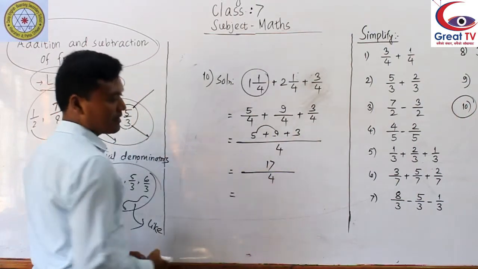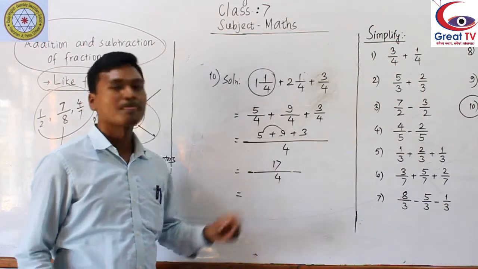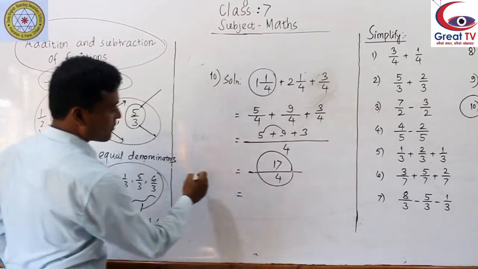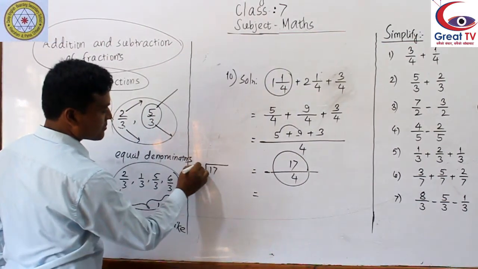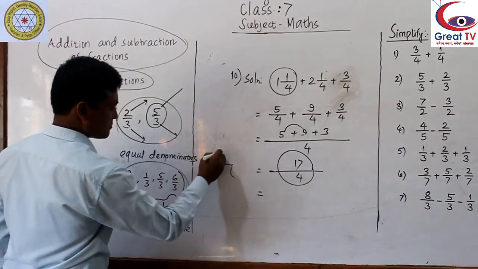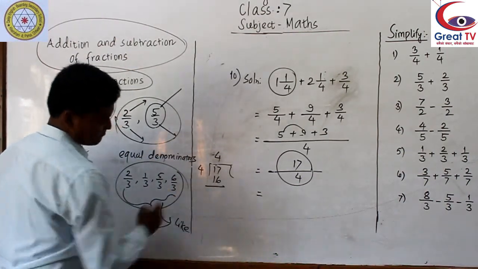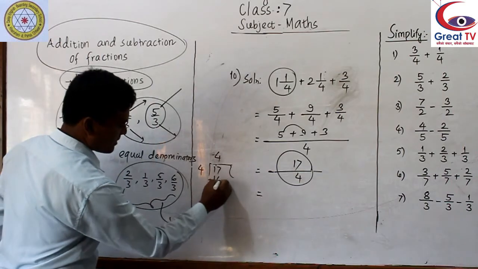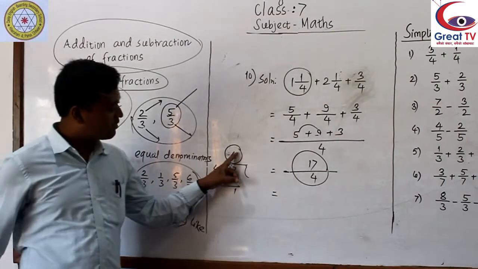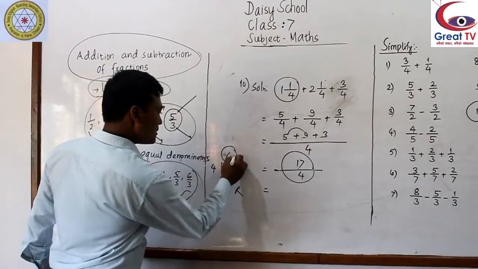17 by 4. Then after this, it's an improper fraction, so we can't write this as the answer. It should be changed into a mixed number. In 17 by 4, we have the idea to change it into a mixed number. Just divide the numerator by the denominator. 4 fours are 16. Then 17 minus 16 is 1. The quotient is 4, remainder 1.